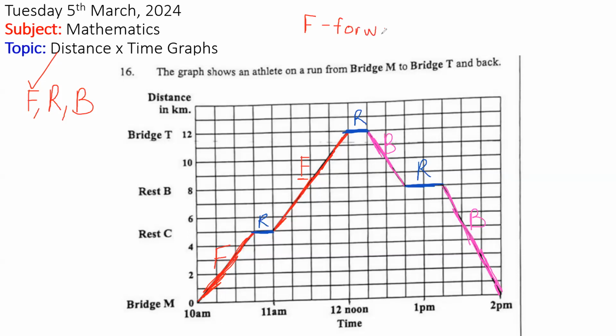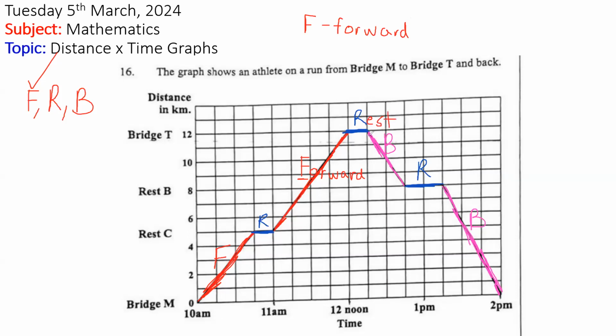So let me ask you this again. When we have a slanting line that's ascending, what does that tell us about the object? Yes, moving forward. Maybe I need to write that down. Forward. When we have a horizontal line, right? Well, the one in blue means it rests. Yes, the one in blue means it's resting. That means it's not moving.